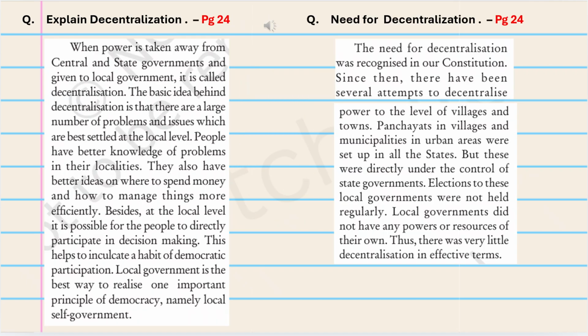Two questions on this slide. Explain decentralization and the need for decentralization. These can be asked either as separate questions or as one whole question for a 5-marker. For example, explain decentralization and the need for it. On page 24, please mark it.